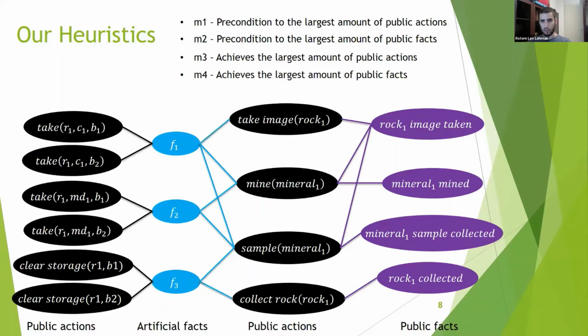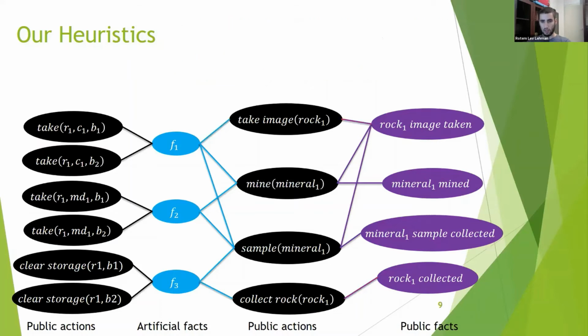Our last method, which we denote M4, is similar to M3, but focuses not on the public actions, but on the public effects. That is, we publish an effect that enables achieving as many public facts as possible. You can see that F1 and F3 can both achieve one public fact, while F2 cannot achieve any public fact. This will make M4 initially reveal a dependency including F3 or F1.